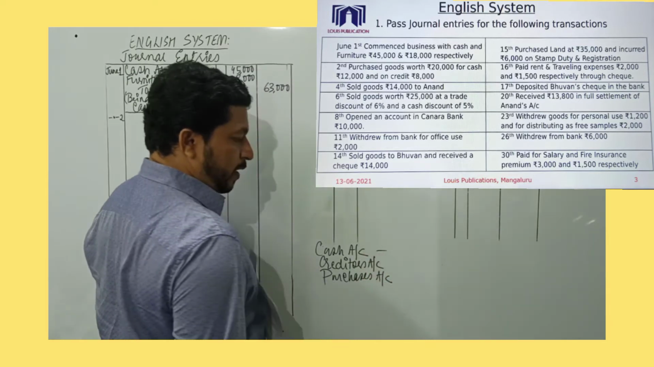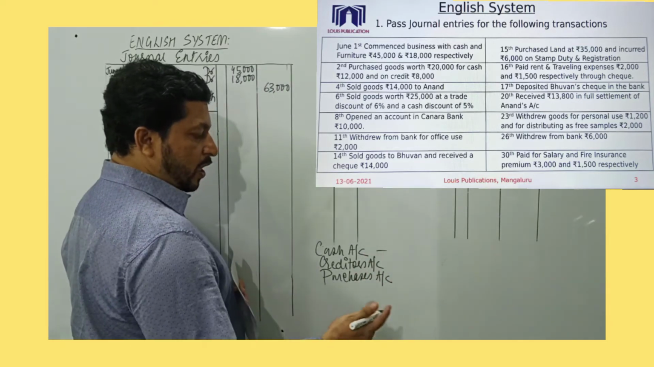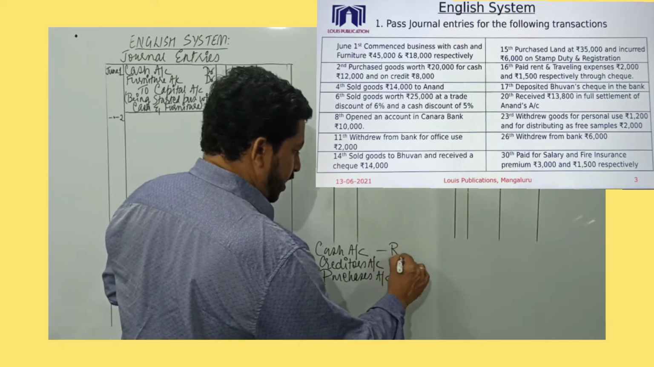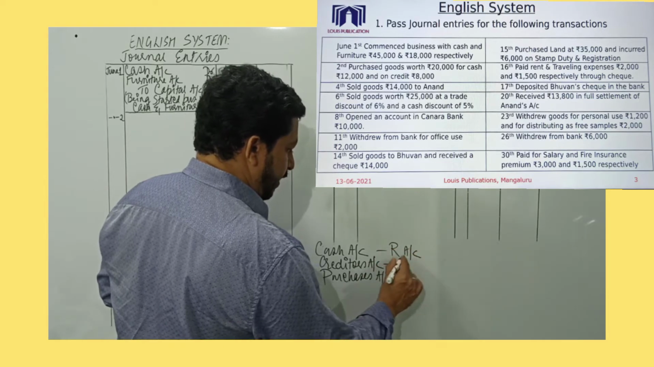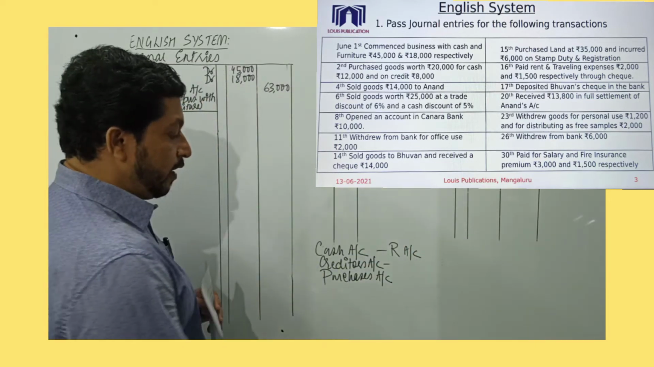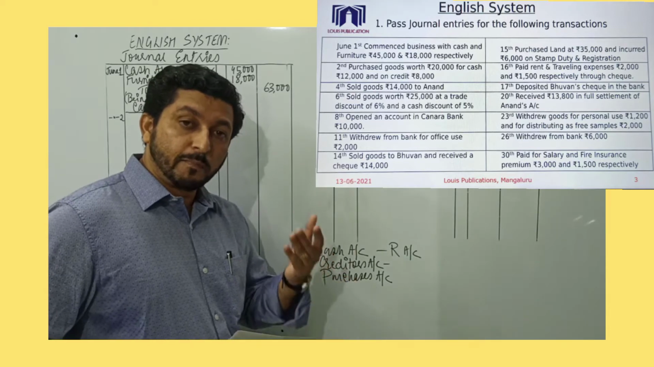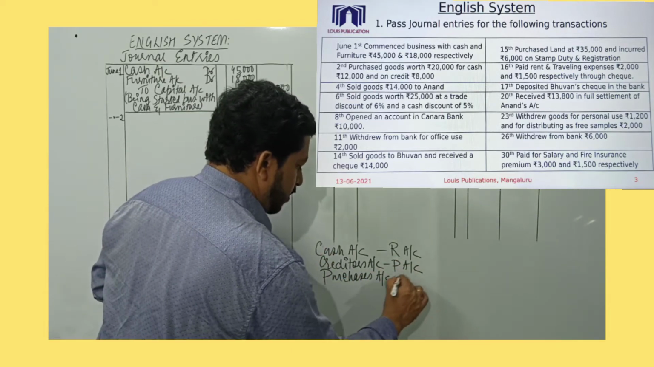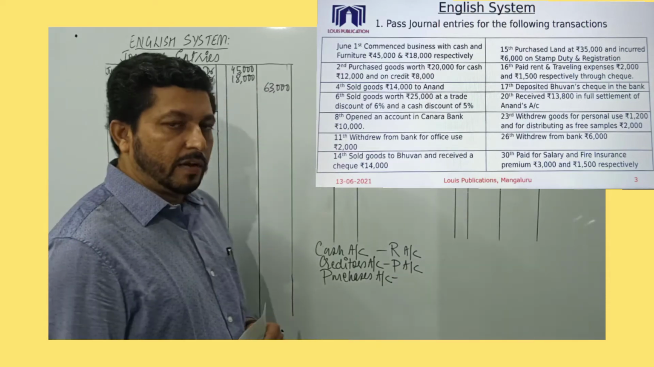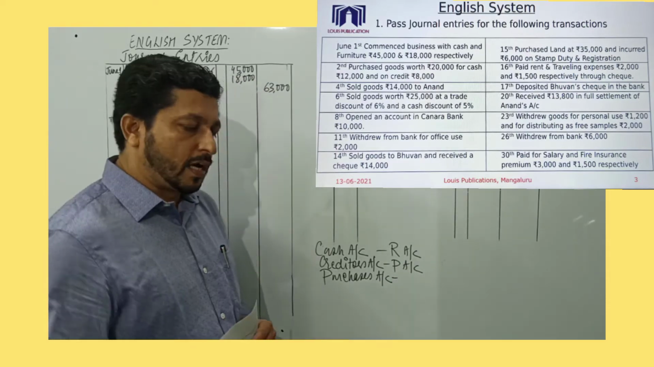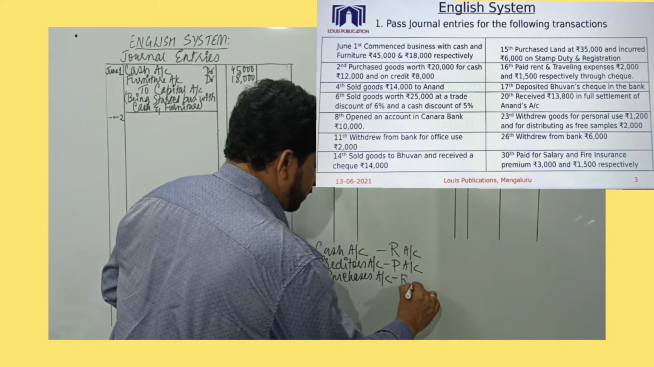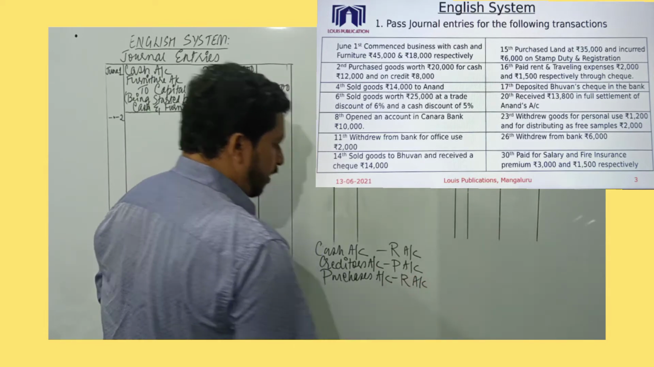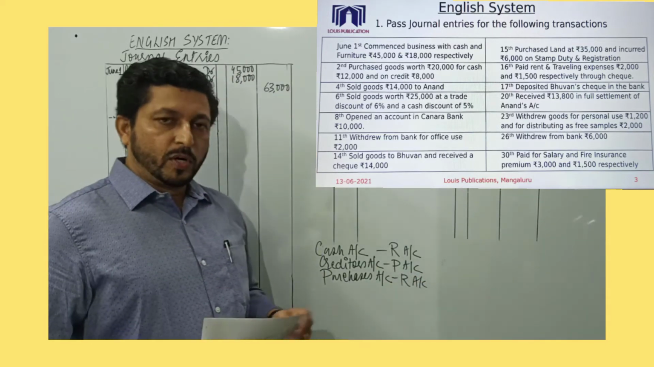The second step is to find which class they belong to. Cash belongs to the class real account. I am just writing the letter R indicating real account. Creditors are persons, people. So they belong to the class personal account. Then we have purchases. All information about goods is covered under real account. So that is about the third step.